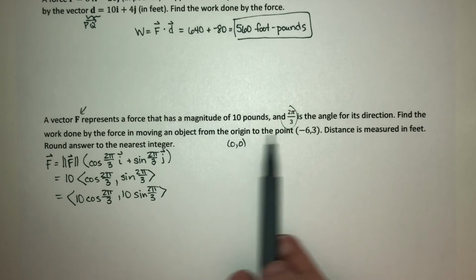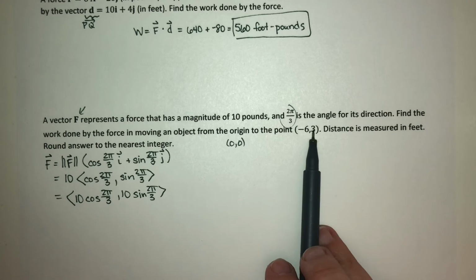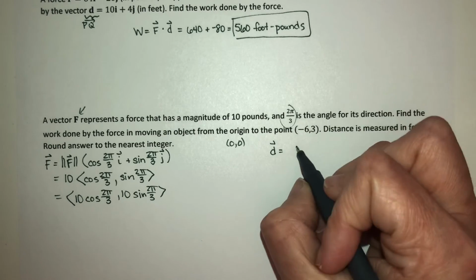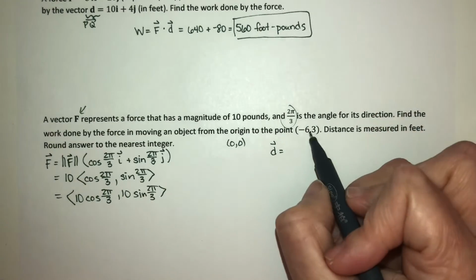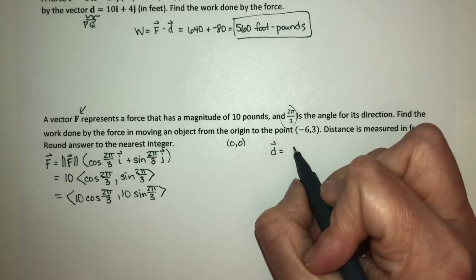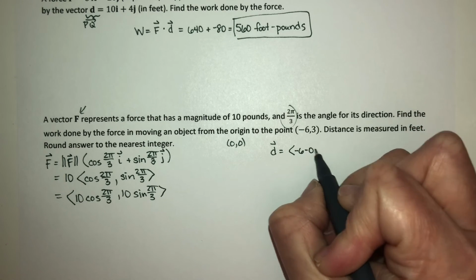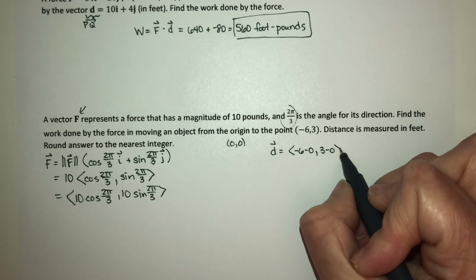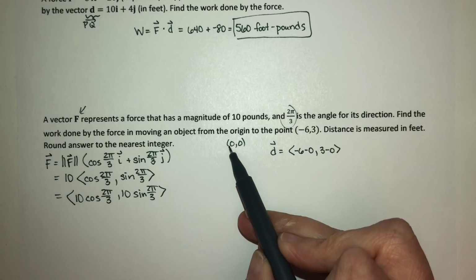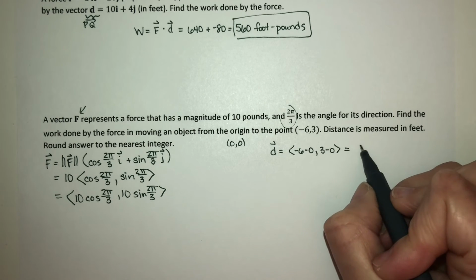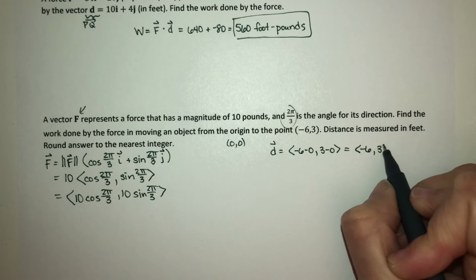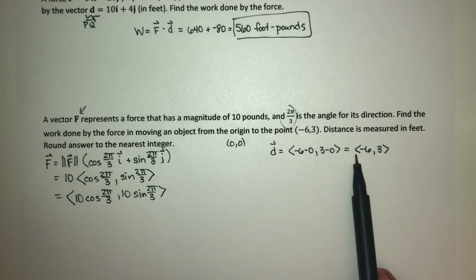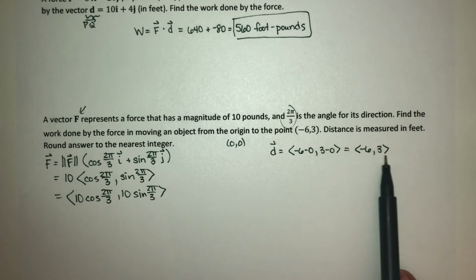Now, the way we find the vector here, that vector D is going to equal -6 minus 0, 3 minus 0. Terminal minus initial. So this is the position vector, -6, 3. And anytime you're moving from the origin to a point, the point and the position vector are going to have the same values.